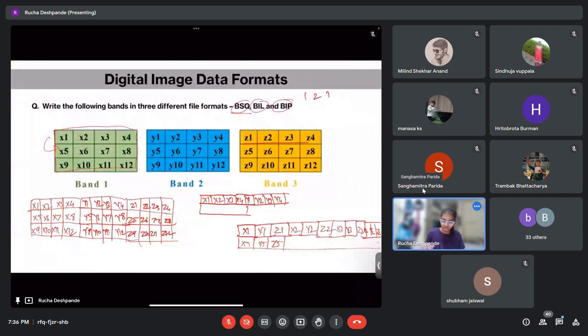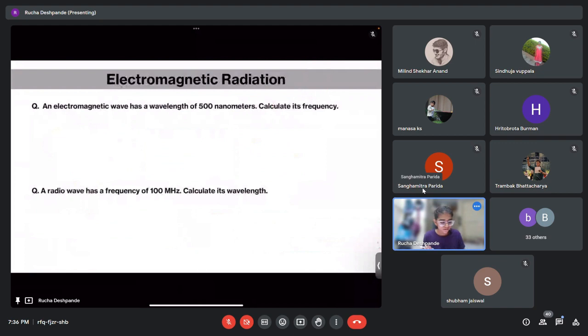So yeah, then we have electromagnetic radiation. This is a very easy question. Do you guys want to try this first? This was covered in the second lecture, so I hope you will be able to solve this.